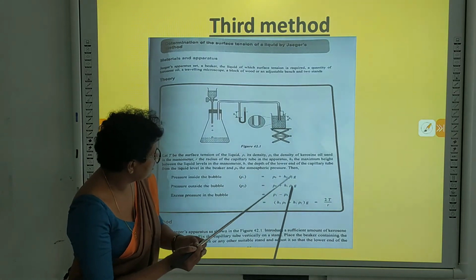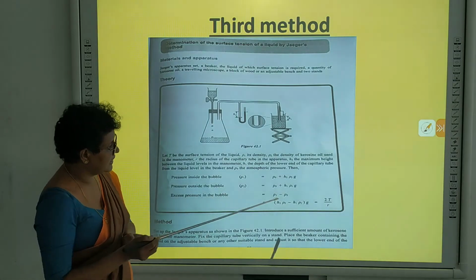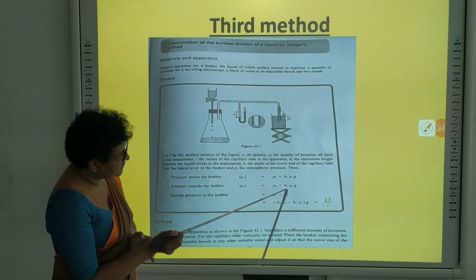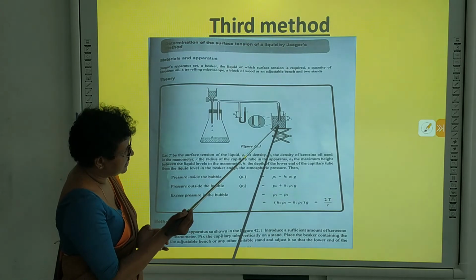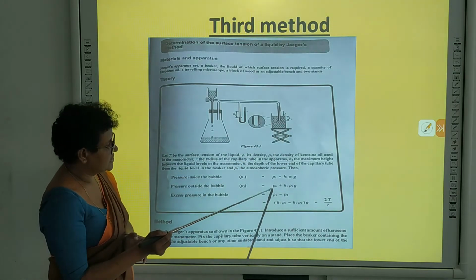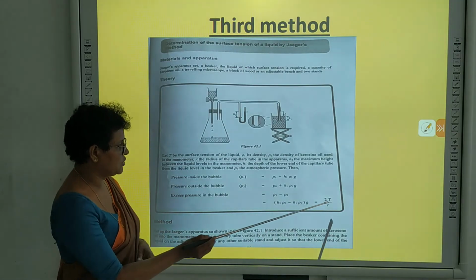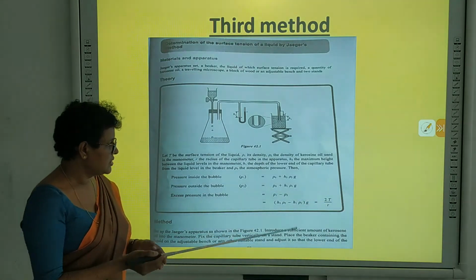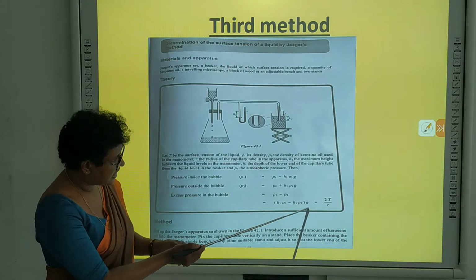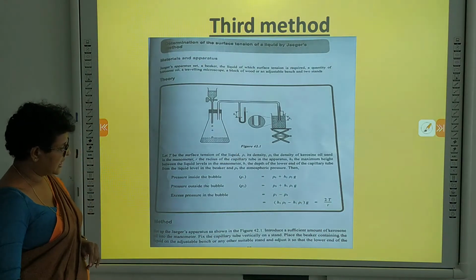So H2 rho G plus atmospheric pressure, and the pressure outside the bubble is the liquid pressure, H1 rho 1 G, where the liquid density is rho 1, plus atmospheric pressure. So the pressure difference P1 minus P2 equals 2T over r, our common equation. Apply these values: H2 rho 2 minus H1 rho 1, times G. Then you can find the surface tension of this liquid.